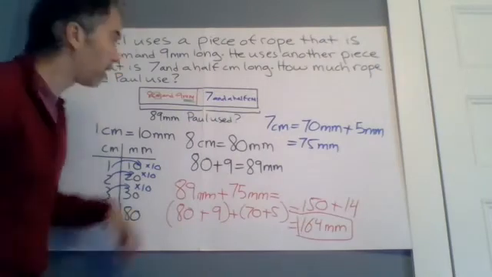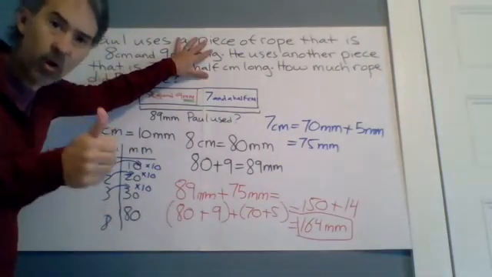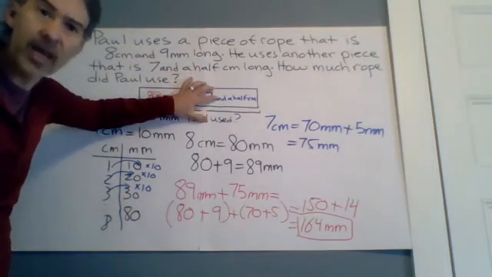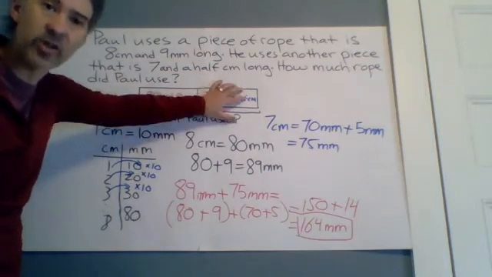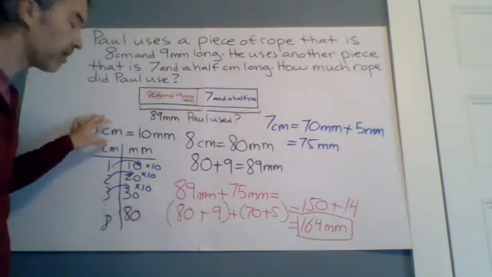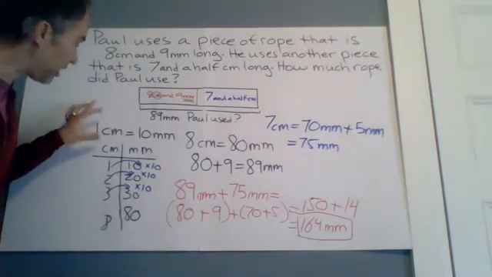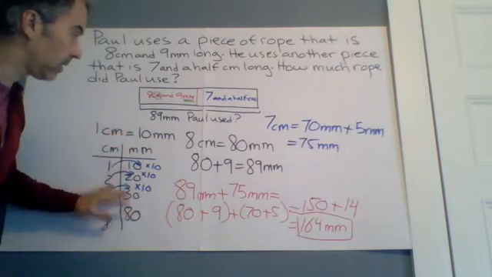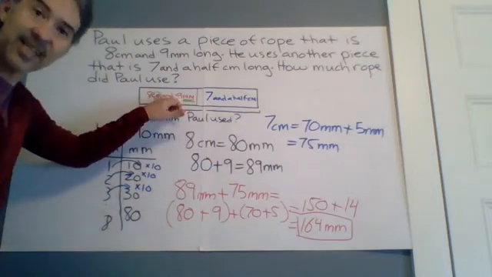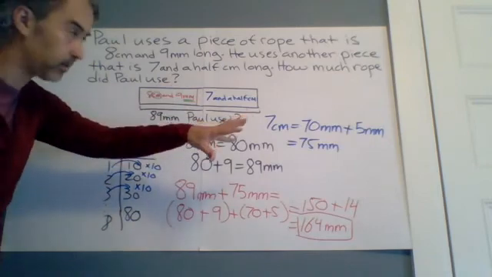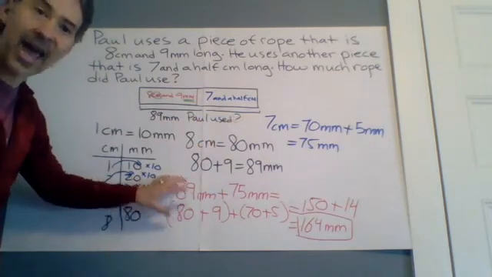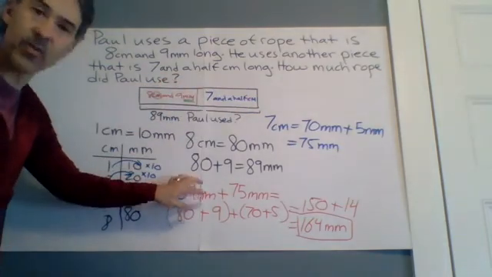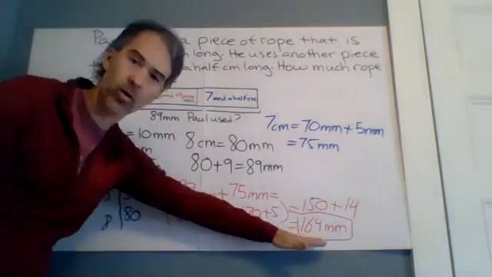So always remember, read the word problem once, twice, even 3 times. Get a picture. Draw a picture of the problem. In this case, I drew a tape diagram. Then go to what you know. I knew this, 1 centimeter is 10 millimeters. I made a table. I converted my centimeters to millimeters. And then I added the 2 pieces of rope together, 89 millimeters plus 75 millimeters, and I got total rope used, 164 millimeters.